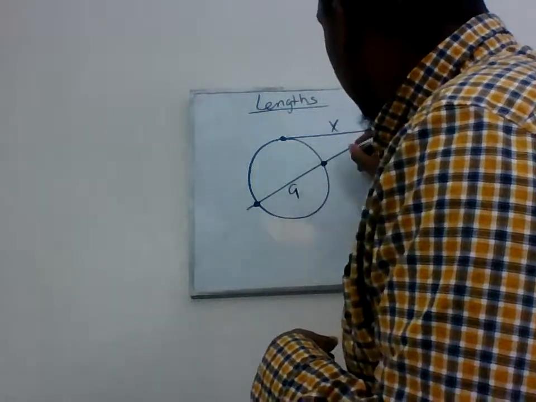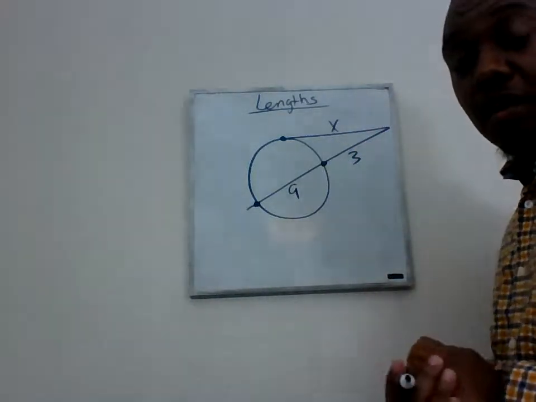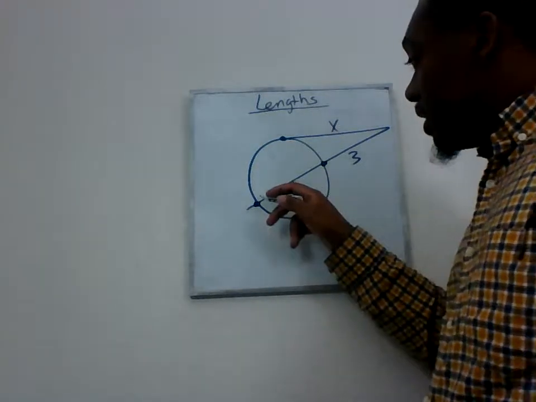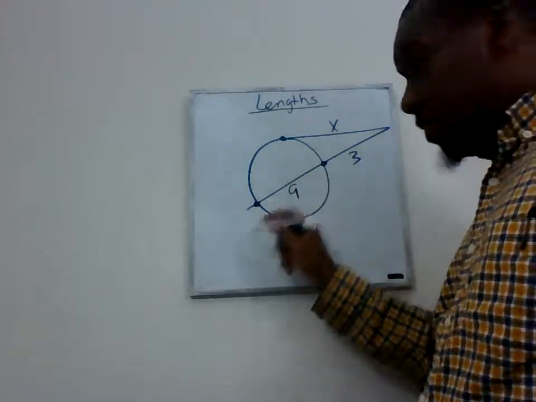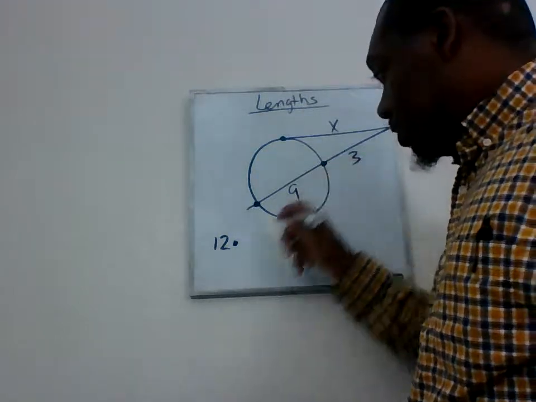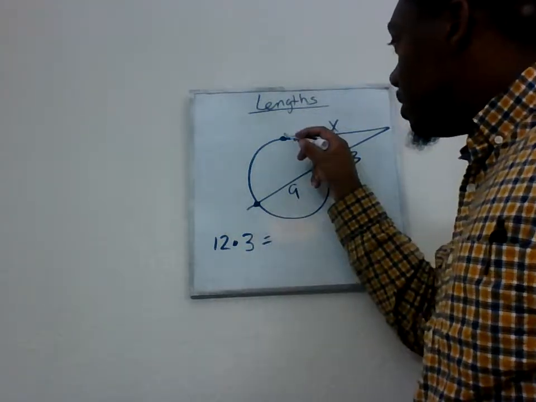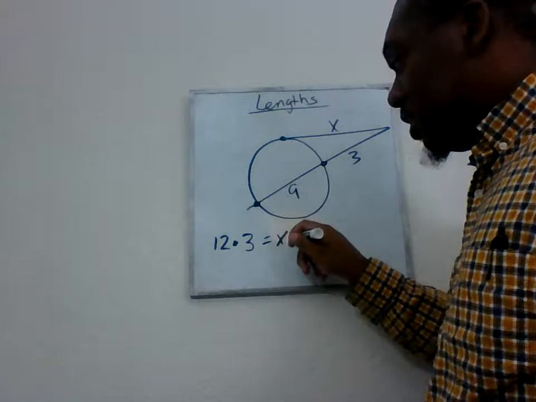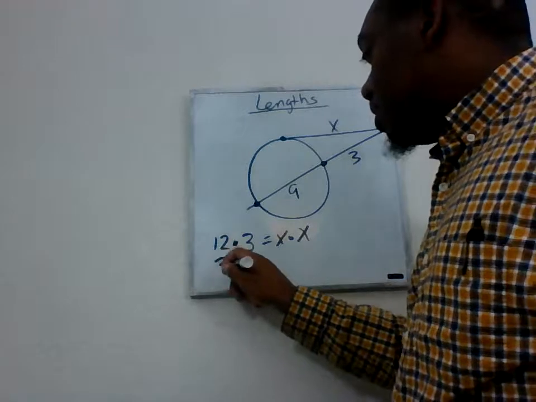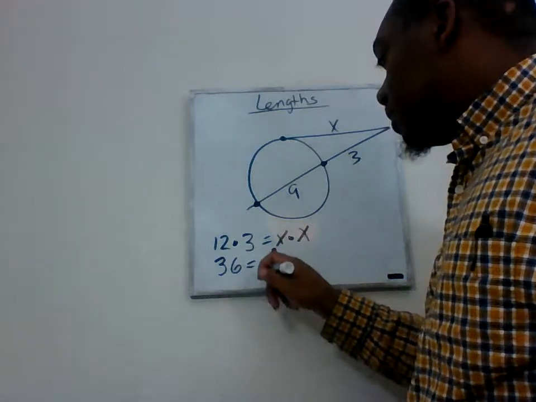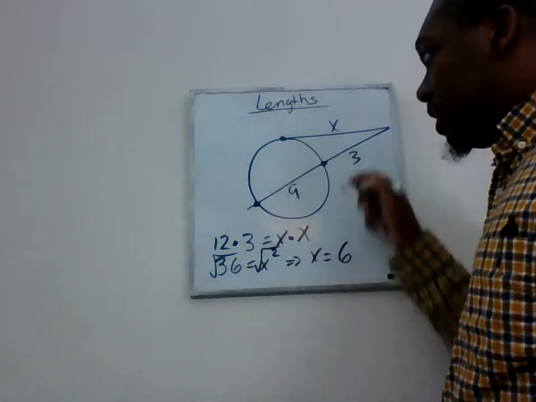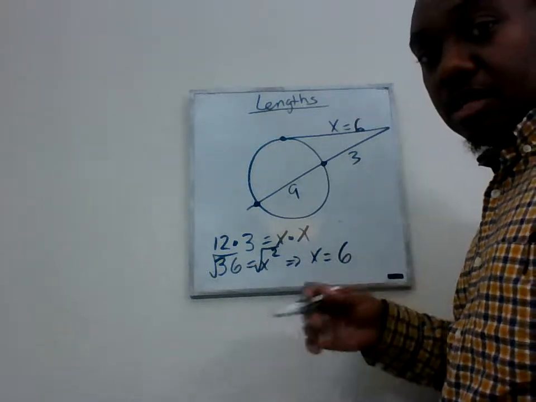Let's say this is 9 and this is 3, and I want to find out what x is. If we take the length of the entire thing, 9 plus 3 is 12, times how much of it is outside, 3, it's going to equal the entire thing, x, times how much is outside, which is x. So we get 36 equals x squared. Take the square root of both sides, and x has to be 6. So this will be 6 in this case.